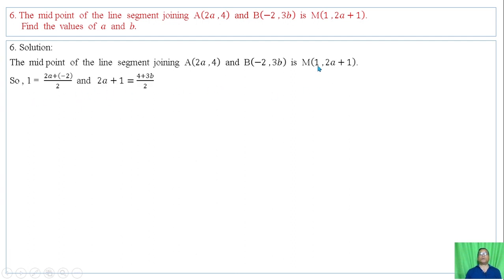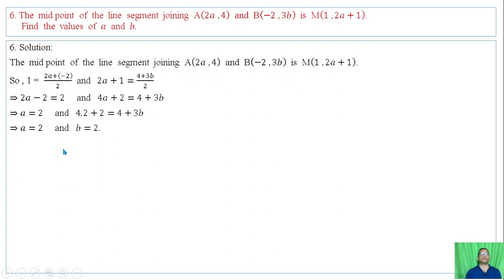The x coordinate of the midpoint is equal to (x1 plus x2) divided by 2. And the y coordinate of the midpoint, that is twice A plus 1, is equal to (y1 plus y2) divided by 2. And solving, we have A equal to 2 and B equal to 2.